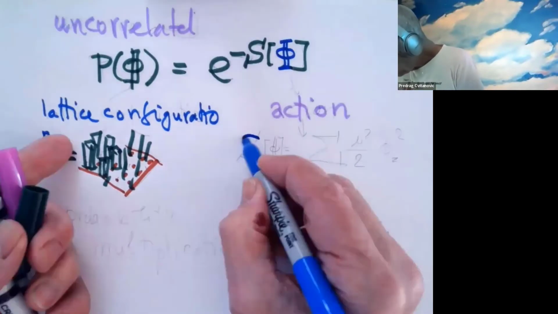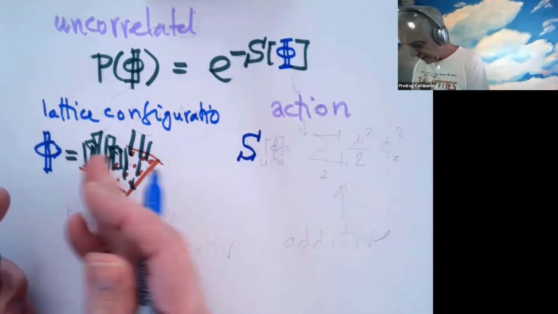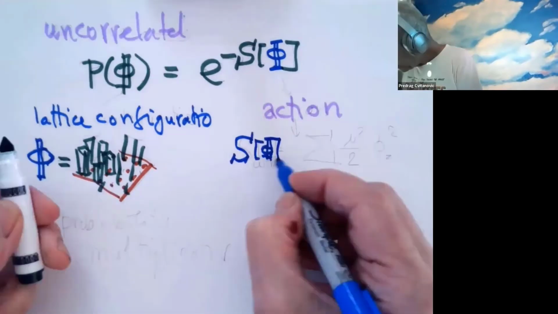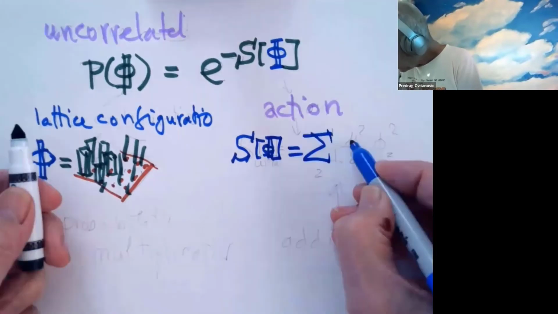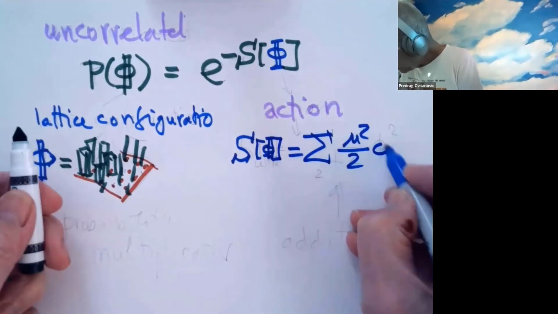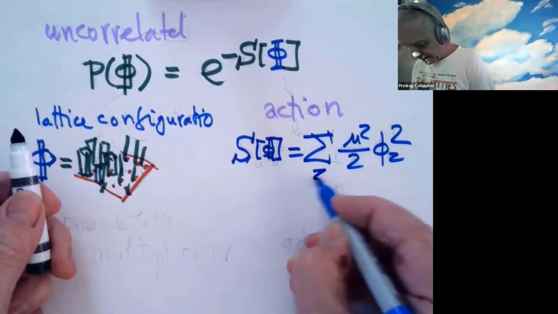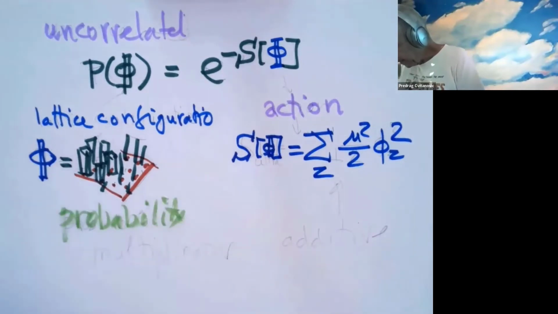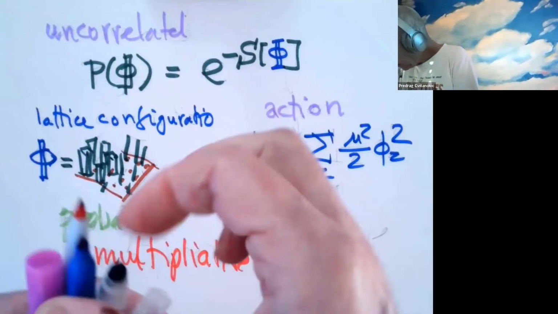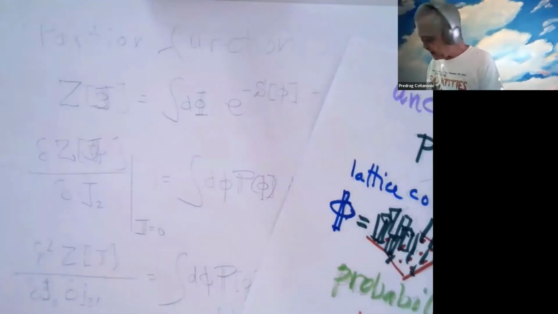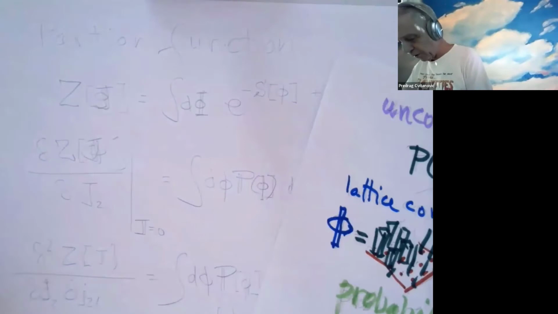So the action, an amazing function, it takes a trillion numbers and returns one back, returns the sum of squares of the field at every place, because probability is multiplicative. So this sum is additive. There are infinitely many probabilities. So how are we going to compactly discuss them all?